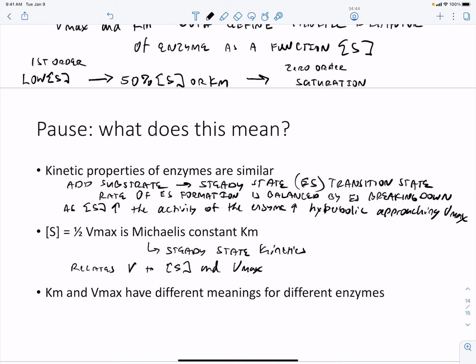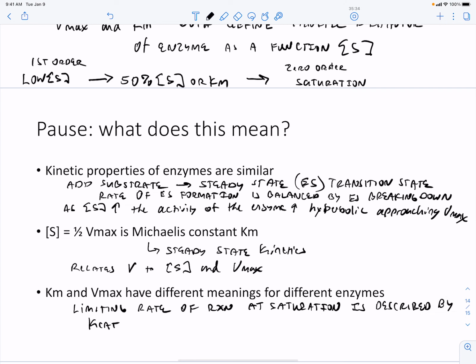Then Km and Vmax are going to have different meanings, of course, for different enzymes. The limiting rate of an enzyme is going to be catalyzed by the reaction at saturation. That's going to be described by something called Kcat, or the K minus, which is the turnover number. Kcat is turnover, and cat stands for catalyst.